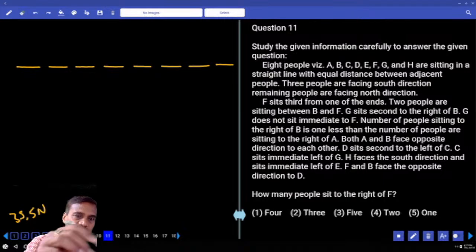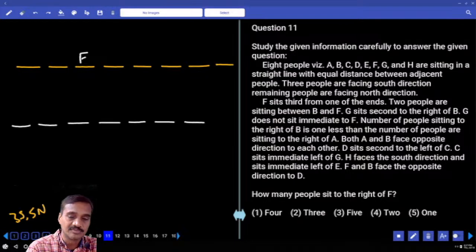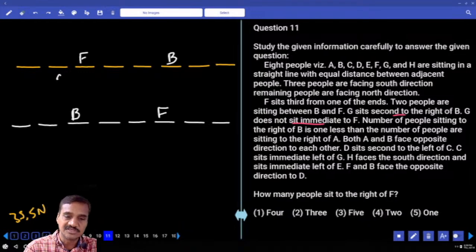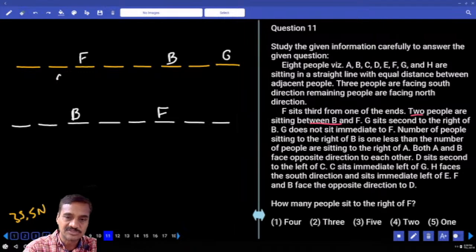F is seated at one of the extreme ends. F can be seated at the left extreme, or F can be seated at the right extreme. Now F is seated at one of the extreme ends. And 2 people between B and F, B is here. Then G does not sit immediate to F. Now G cannot be here, and G sits second to the right of B. As G is seated second to the right of B, G is here. Second to the right of B means B must be facing towards north. And G is seated second to the right of B, hence G is here.